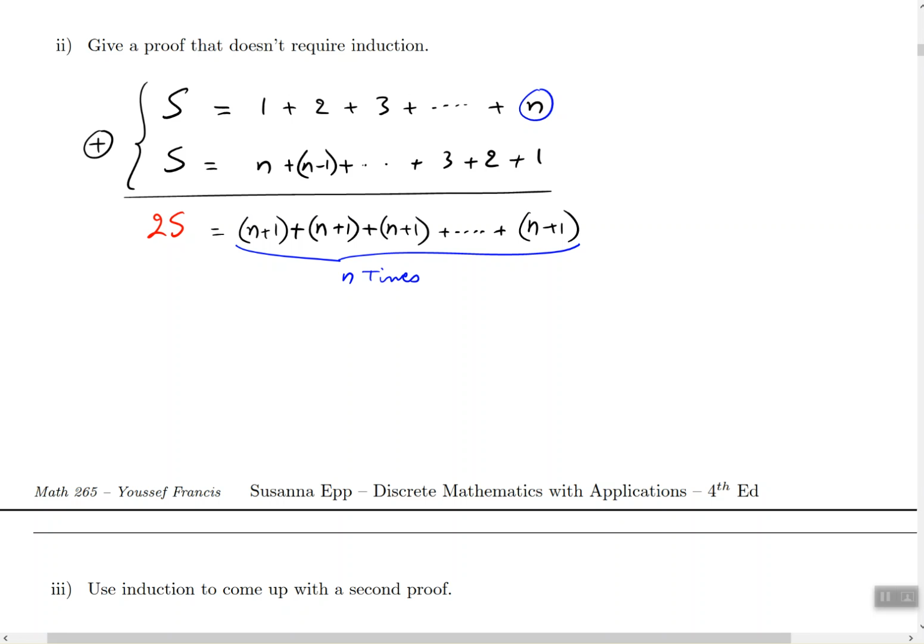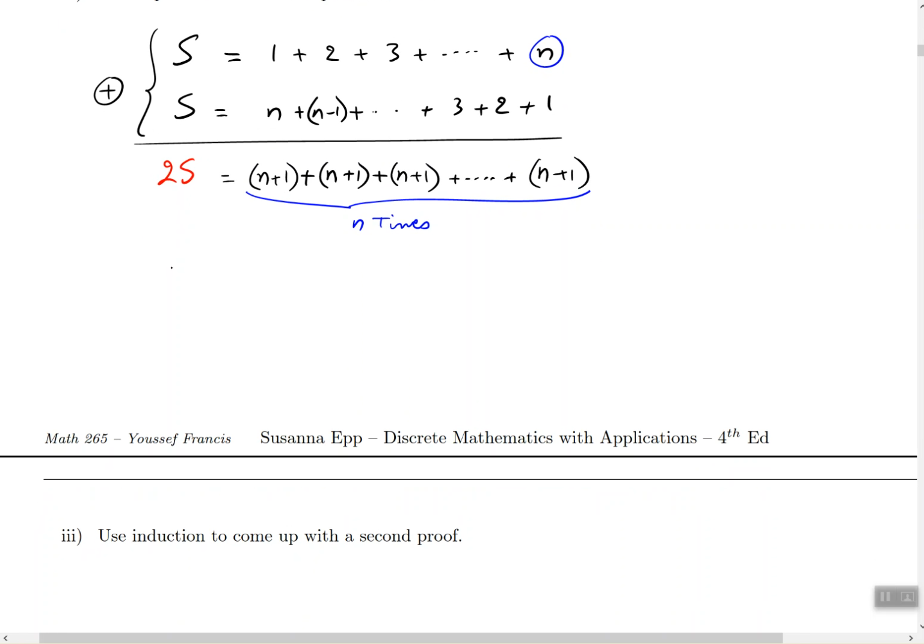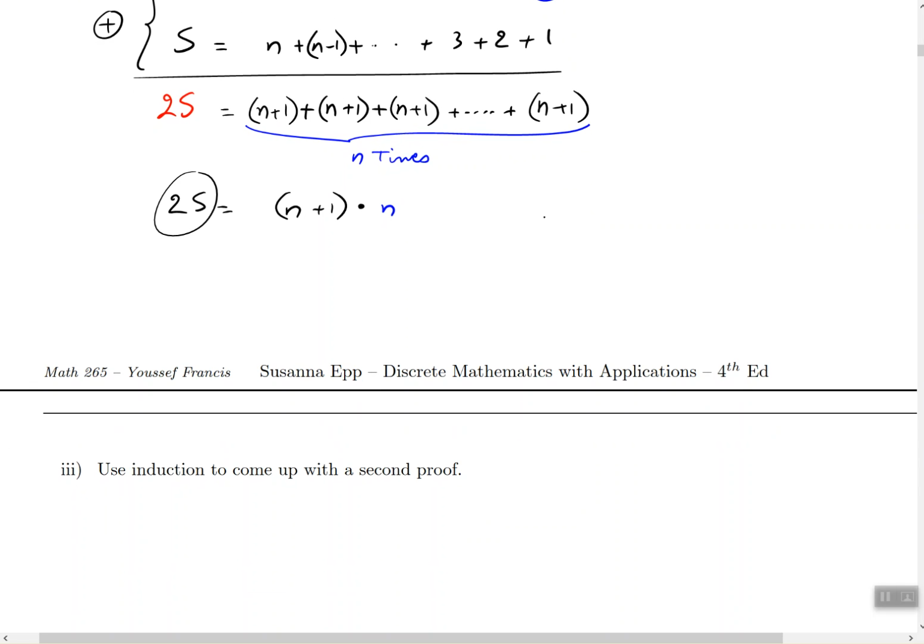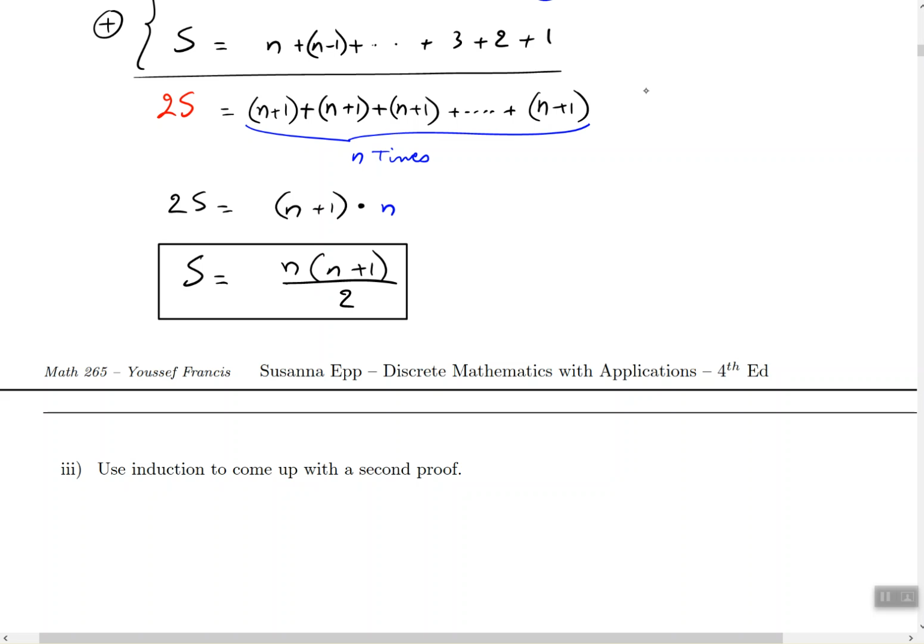So instead of writing n plus 1 so many times, we could just write n plus 1 times the n times that we're thinking of. But this gives us double what we want, so what we want is half of the amount. So the s that we're looking for is n times (n plus 1), all divided by 2.